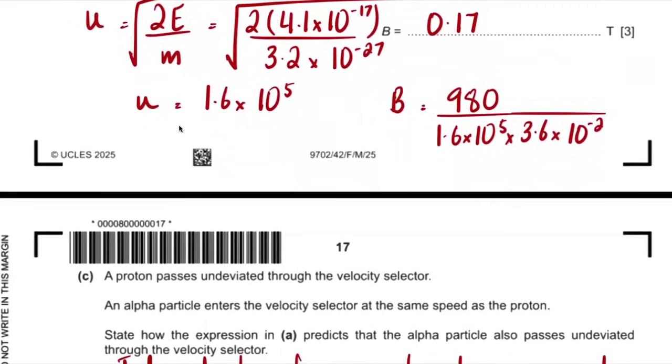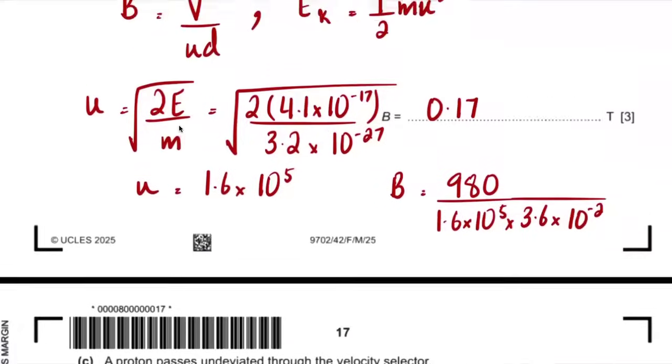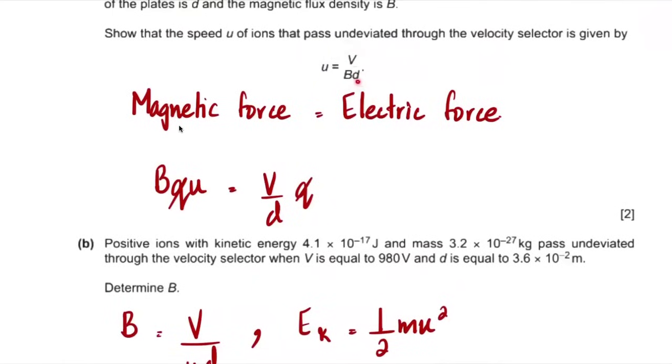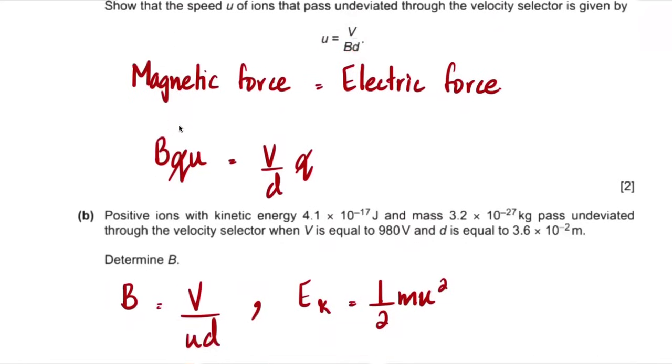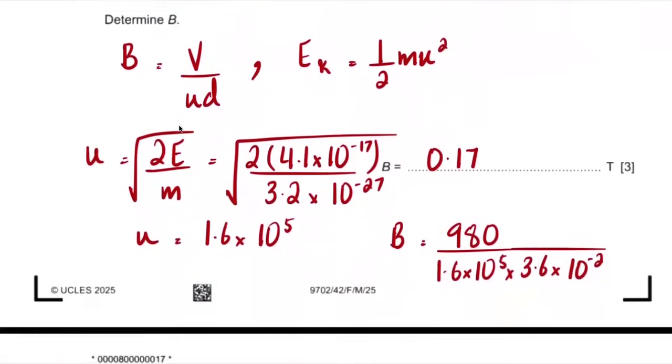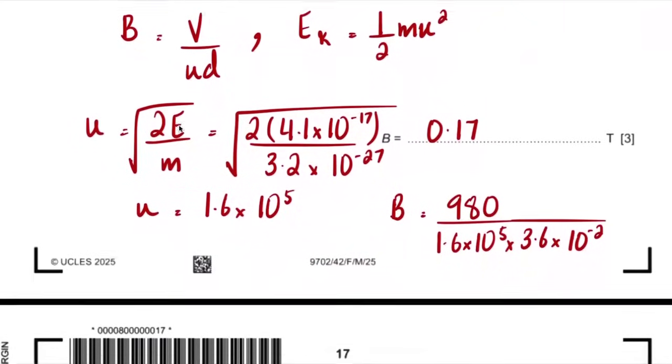A proton passes undeviated through the velocity selector. An alpha particle enters the velocity selector at the same speed as the proton. State how the expression in A predicts that the alpha particle is also undeviated. So how do I see that? It is because in this expression that you just derived, you don't see the mass or the charge anywhere. For a proton, I know the charge would be positive E, so 1.6 times 10 to the negative 19. For an alpha particle, it would be positive 2E. Similarly, the mass of an alpha particle would be 4U, whereas the mass for a proton is just U.